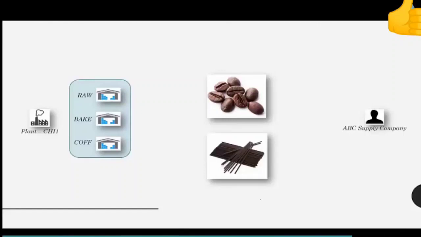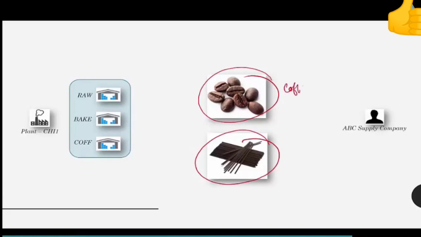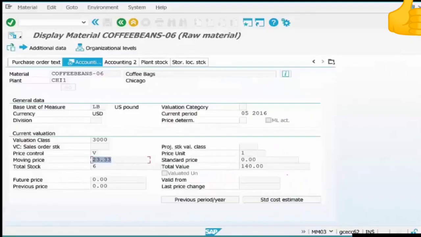And let's go on to procure non-stock materials. What we're going to do is procure both stock materials and non-stock materials in the same order and see how they are different. So we have created a material, coffee beans 06, and to order stirrers we have to create stirrers. Did we create stirrers? I'm not sure.